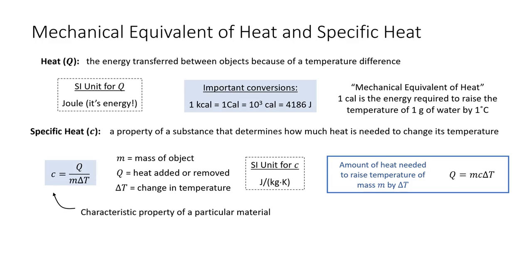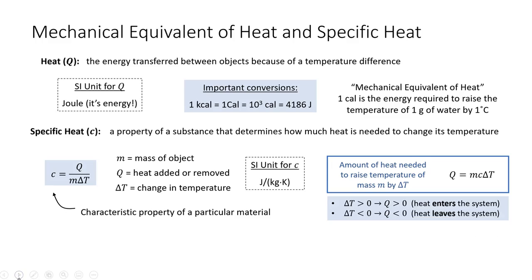Okay, and then looking at this equation, you can see that if delta T is positive, in other words, if the temperature of your object is increasing, then Q is going to be positive as well. And so in that case we would have heat entering the system. Whenever heat enters the system, Q is going to be a positive value.